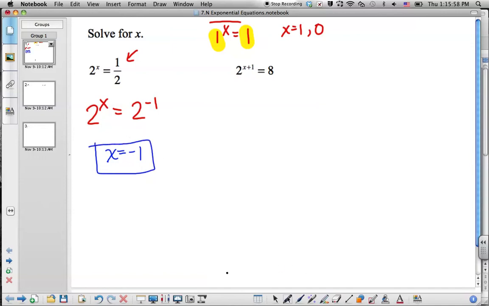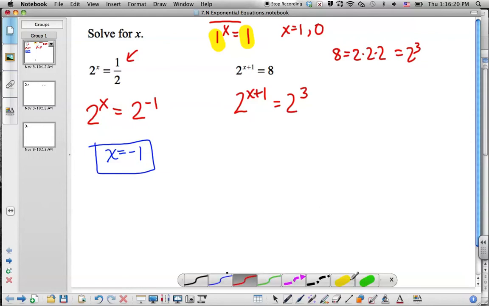Next one. 2 to the x plus 1 equals 8. So first step, we want to have the bases the same, right? So let's see if we can rewrite 8 in a base 2. All right, well I know that 8 equals 2 times 2 times 2, which is the same thing as 2 cubed. 2 to the third. So I could rewrite 8 as 2 to the third.